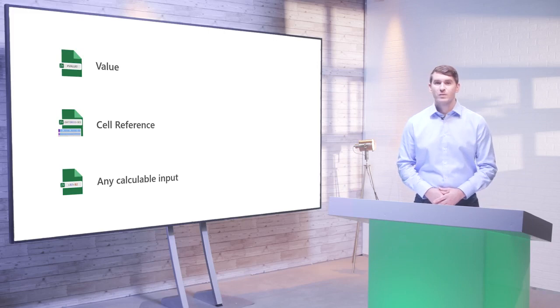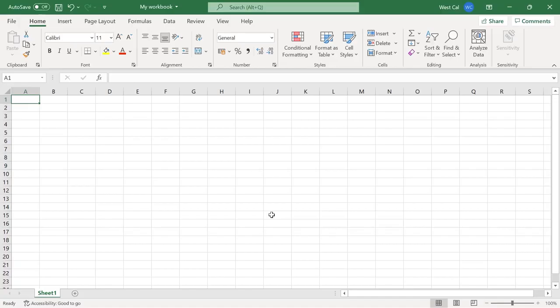Inside the parentheses will be the arguments. Arguments define the data to calculate, such as a value, a cell reference, or any input that can be used in a calculation. You may notice that inside the parentheses, the arguments are separated from each other by punctuation marks, such as commas or semicolons. Together, functions and arguments comprise a formula. Let's have a look at some methods for creating formulas in an Excel worksheet.